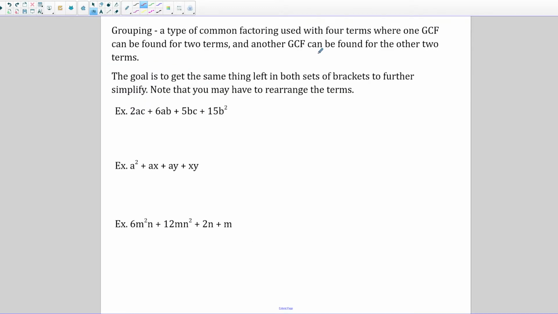So on this page, we're going to talk about grouping, which is really just another type of common factoring used with 4 terms, where one GCF is going to be found for 2 terms and another GCF can be found for the other 2 terms. Now the idea behind this is to get the same thing left in both sets of brackets so that we can actually pull out a binomial factor towards the front of your expression. So let's go and see what's going on in this first problem.